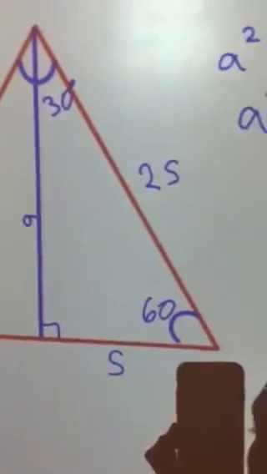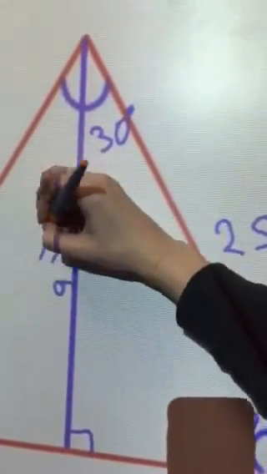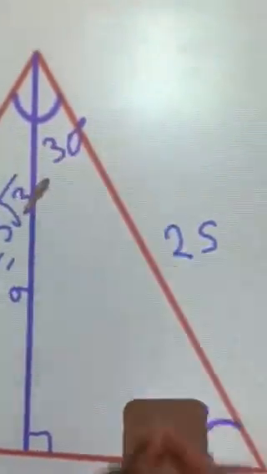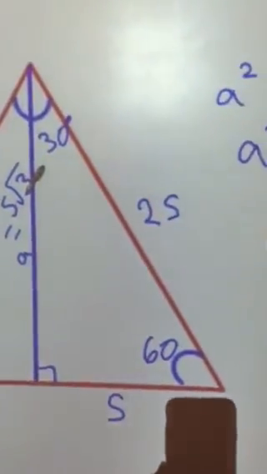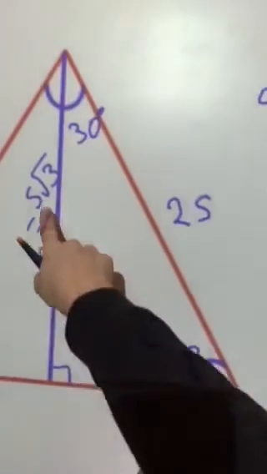So we look back over here. Side A is S square root 3. You can write that in there. Which tells us that that side in the 30, 60, 90 triangle is always going to be whatever your short side is times the square root of 3.